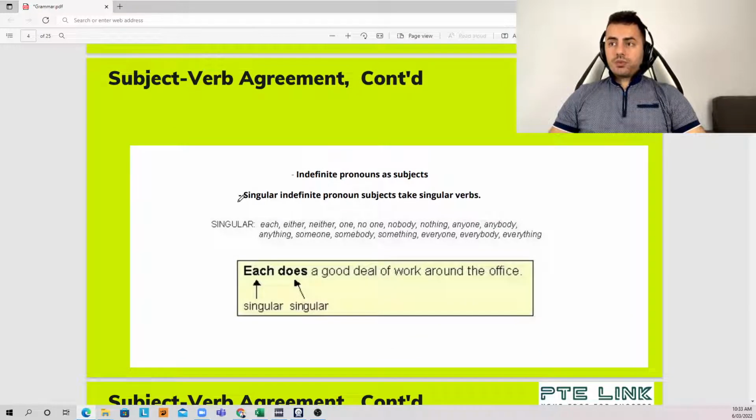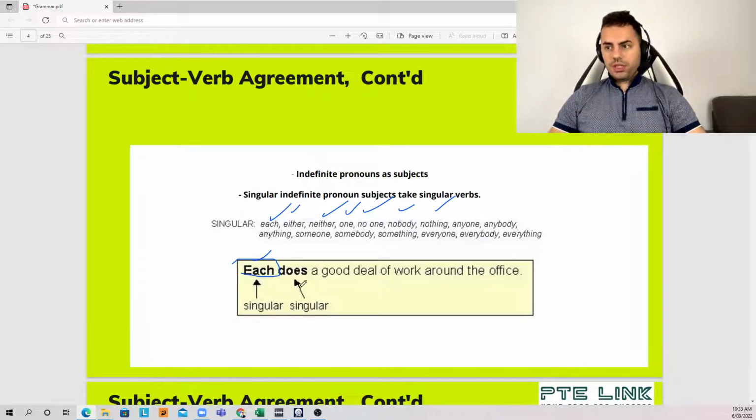Still within the subject-verb agreement, the indefinite pronouns as subjects. Example, each does a good deal of work around the office. So each, such as indefinite pronouns like each, either, neither, one, no one, nobody, nothing, anyone, all the way, this one will be treated as a singular subject. Then the verb will be singular, or comes with S.